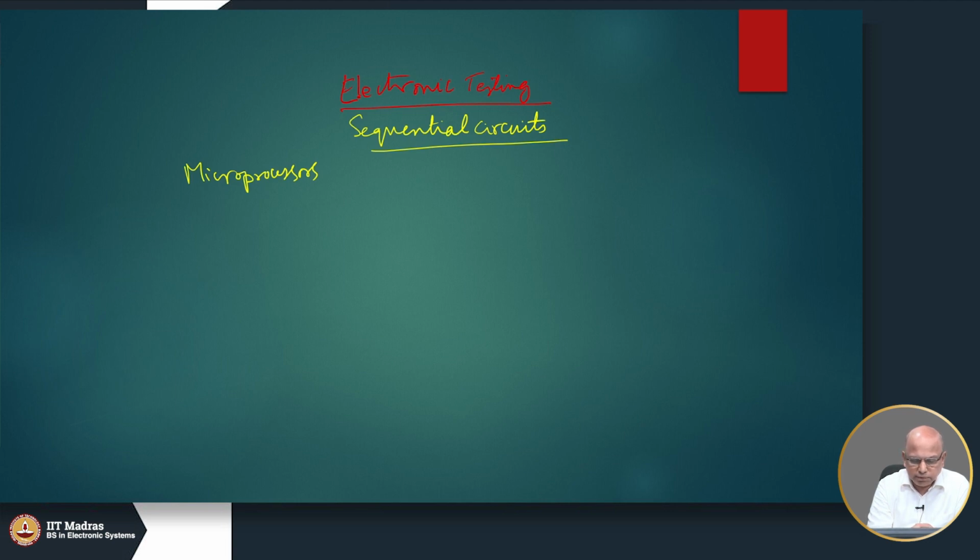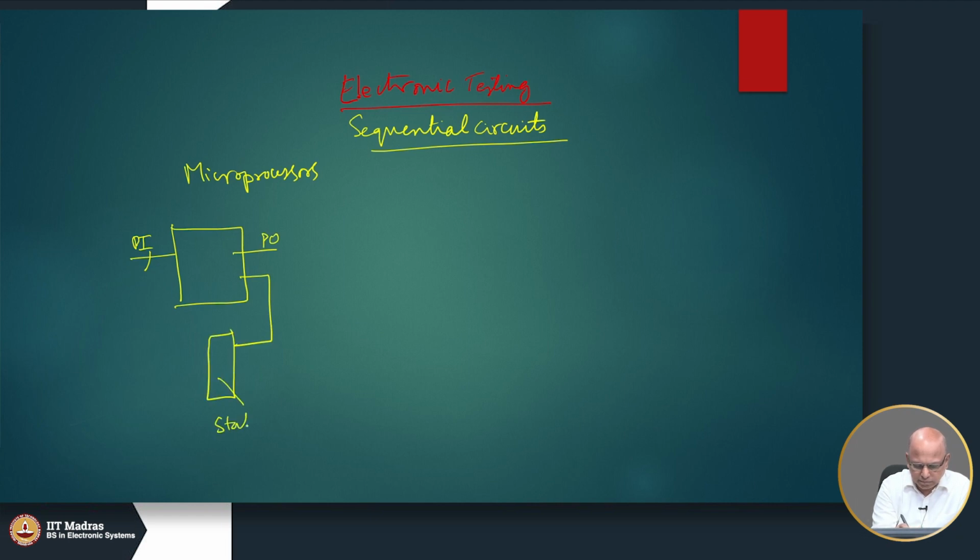So, they all have the same structure, we can represent them in the way I explained yesterday. They have primary inputs and primary outputs, and there is a state register. I have written it as a register. You can imagine the register as a number of flip flops, and this is the previous state and this is the next state.